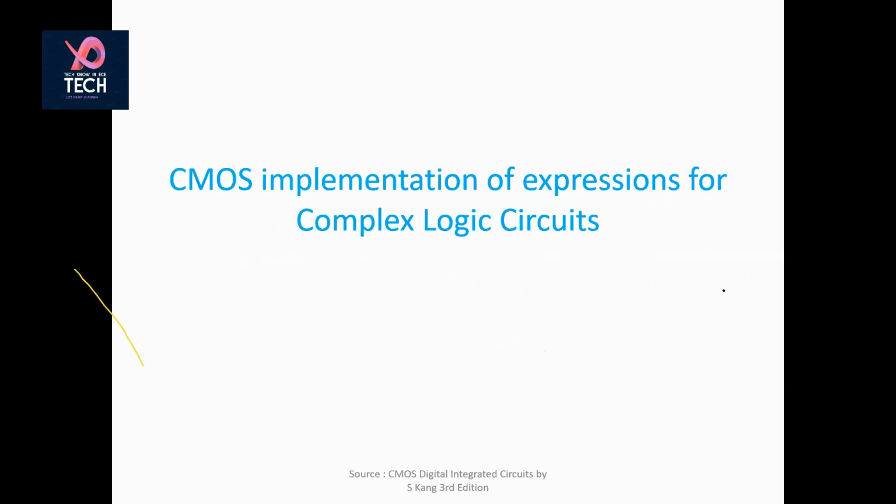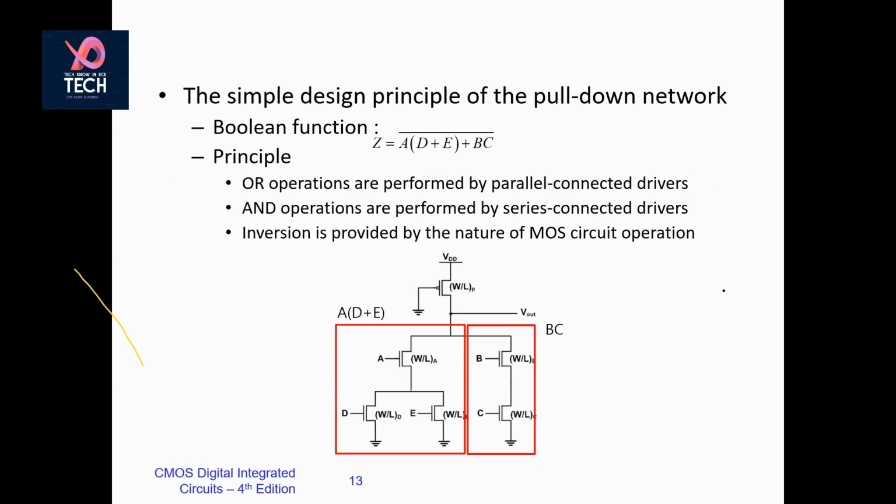Now I will tell you how a complex CMOS expression can be implemented with the help of CMOS, using whatever we have learned in the previous slides. Suppose you are given an expression Z is equal to A bracket D plus E, plus B C, whole bar. So this is your simple pull down network.